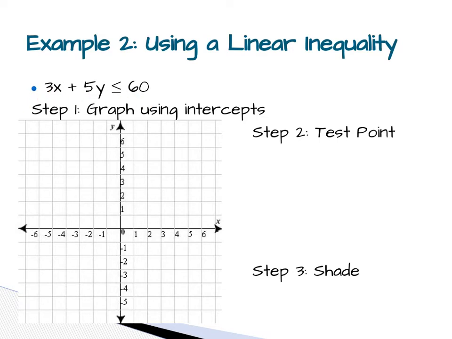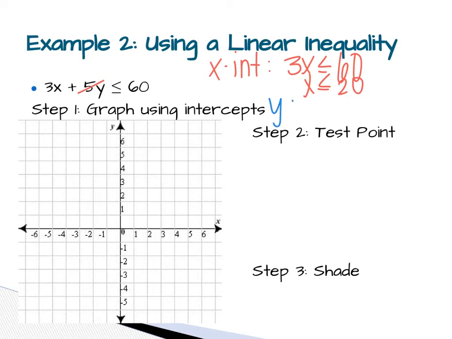And this one's in standard form, so you're going to use intercepts to graph it. Anytime it's in standard form, the best way to graph it is to use intercepts. So to find the x-intercept, we're going to let y equal 0. So we get 3x less than or equal to 60. So x is less than or equal to 20. And then to find the y-intercept, we're going to let x equal 0, and we get 5y is less than or equal to 60, which means that y is less than or equal to 12.